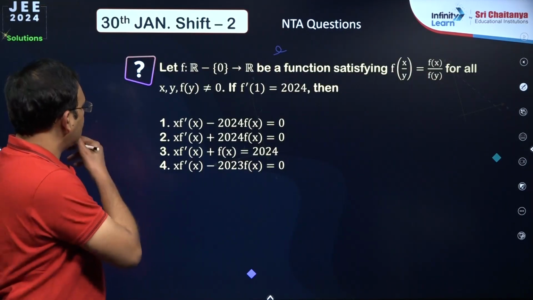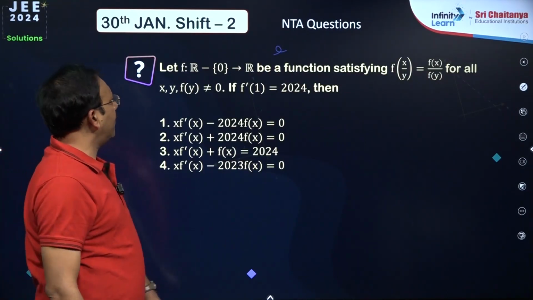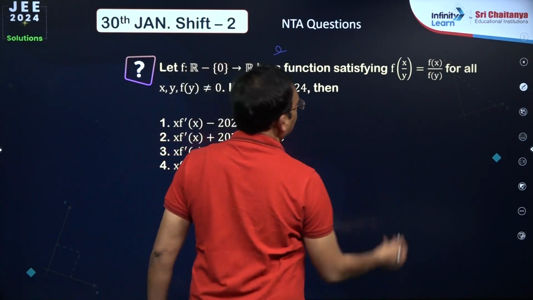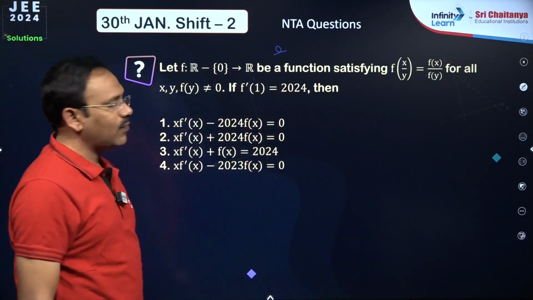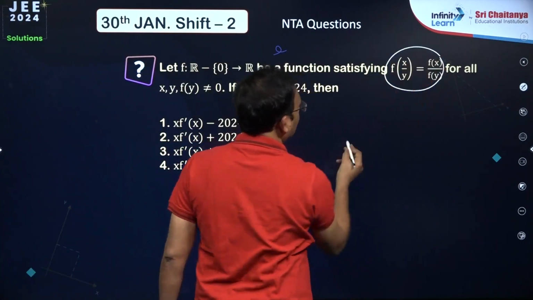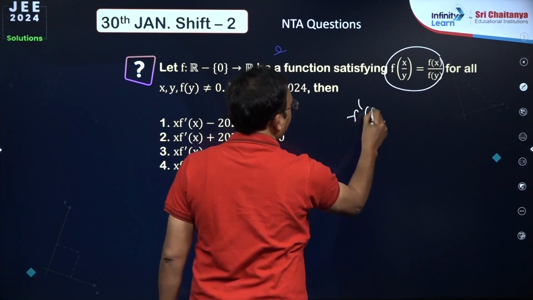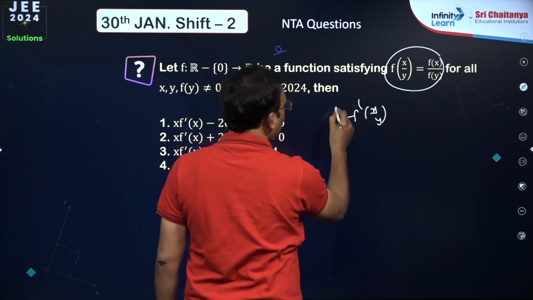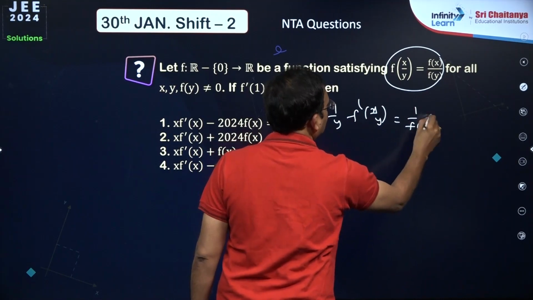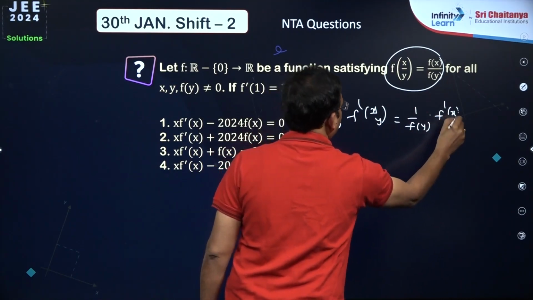The next, you see this question. A function f is given with f of x by y equal to f of x by f of y, a relation is given, and he wants some relation. Treat y as constant and take the derivative on both sides. F dash of x by y into 1 by y is equal to 1 by f of y, which is constant, into f dash x, my dear friends.